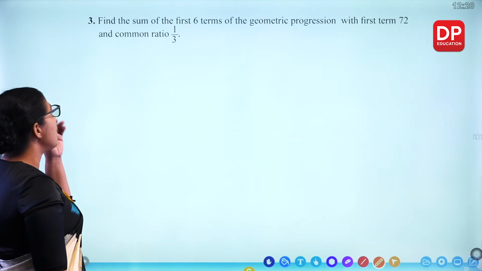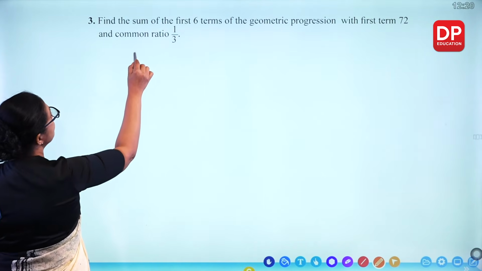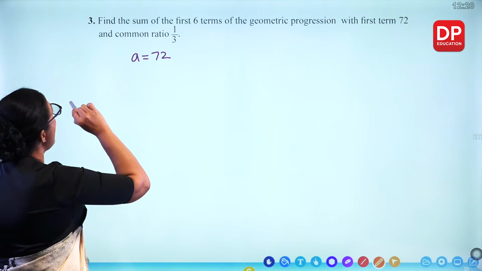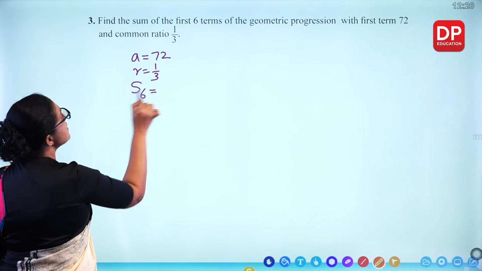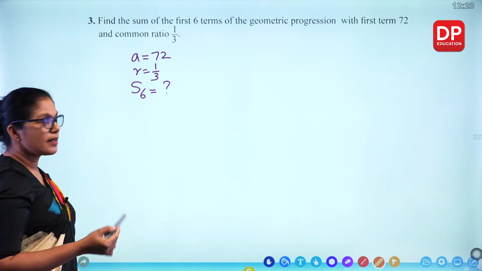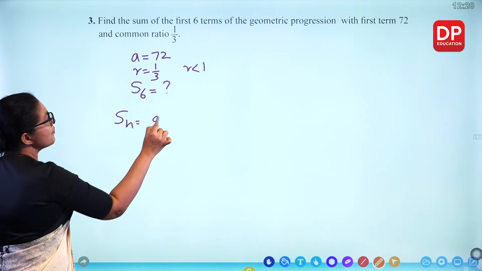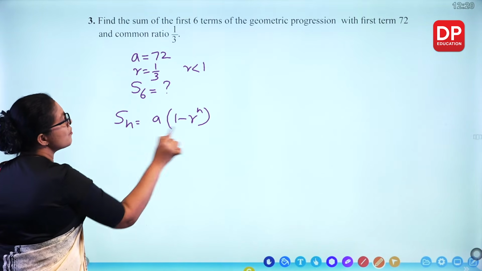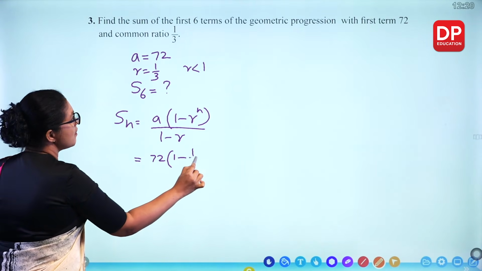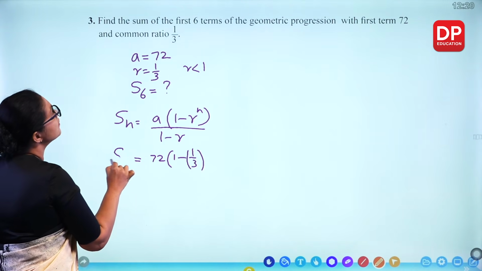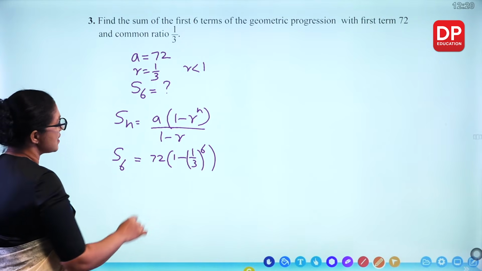Question number 3. Find the sum of the first 6 terms of the geometric progression with first term 72 and the common ratio 1/3, and you are asked to find out S6. R is less than 1. So use the correct formula: (1 minus R^n) over (1 minus R). A is 72 and 1/3 to the power 6 because you need the sum of the first 6 terms.